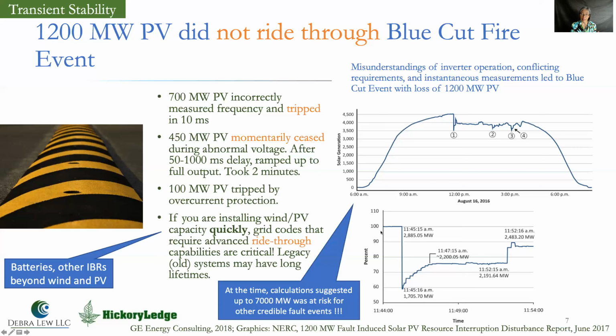What you can see down here on the bottom right is that it took about 7 minutes for a lot of this PV to come back online. And some of the PV never got restored to service on this day because it ended up being curtailed by its operator. But you can see it took 7 minutes for this to come back.